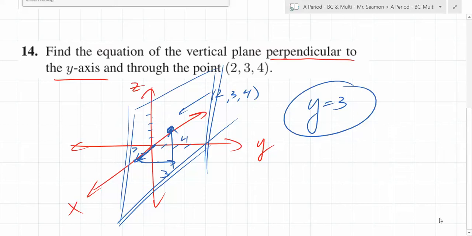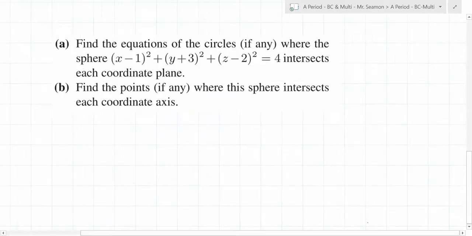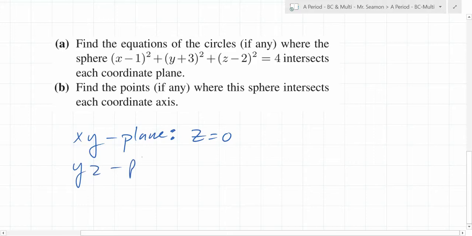Just because something has a simple answer doesn't mean it's not hard to see. It gets weird. We have to break these down in pieces. Where the sphere intersects each coordinate plane. So let's talk about this for a second. The xy plane. What can you tell me about the xy plane? It's z equals 0. What can you tell me about the yz plane? x equals 0. And what can you tell me about the xz plane? y equals 0.